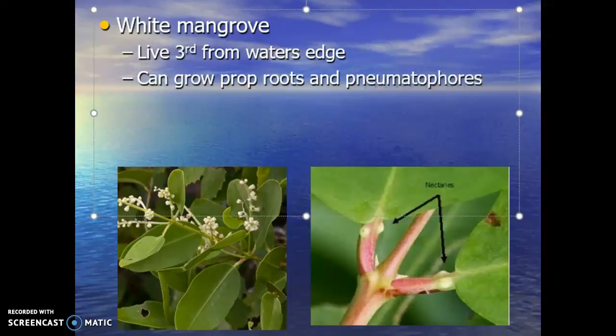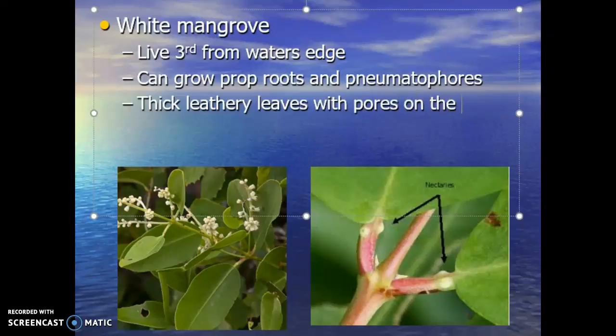So they kind of take tricks from both red and black mangroves, and use those to adapt and survive in the third position from the water's edge. Now the leaves are very thick, a lot thicker, kind of leathery, real tough, and they will have pores on the bottom of the leaf.